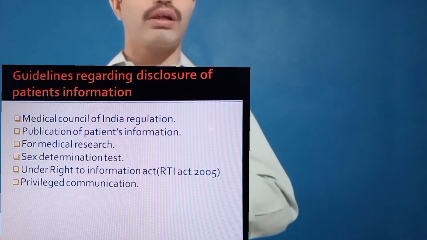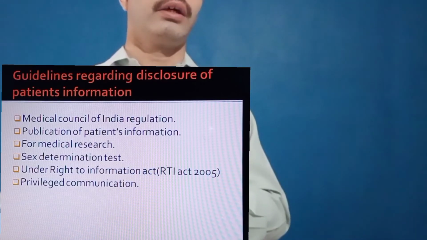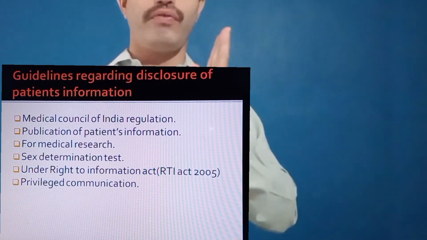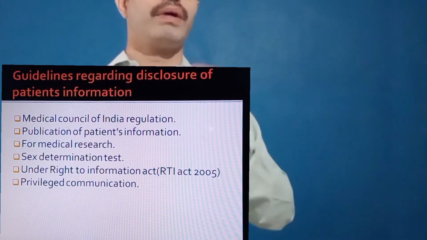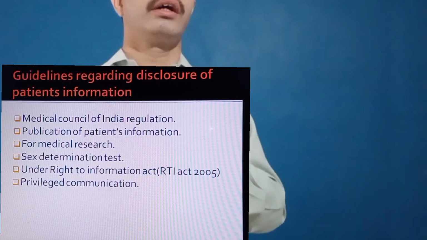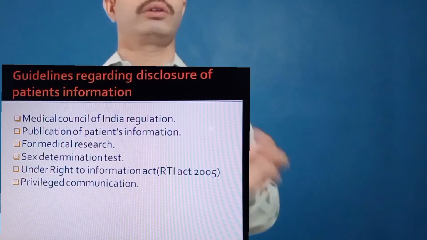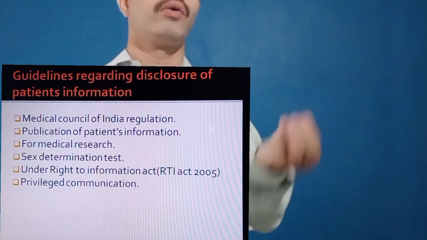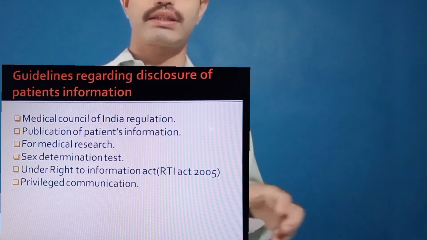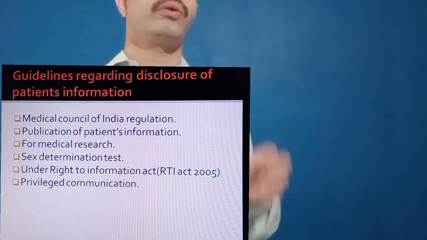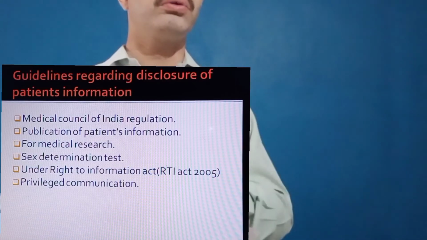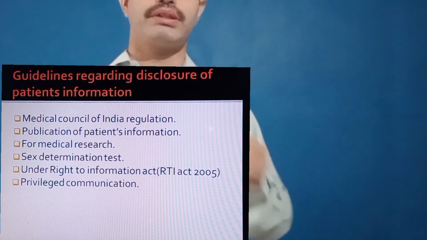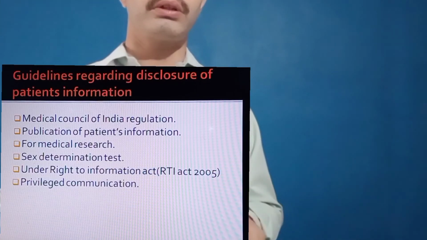But as far as the doctors are concerned, this is not an absolute right, though it has been given under sections 122 to 129 of the Indian Evidence Act. That means we cannot always withhold the information of the patient. Whenever necessary, as we have already discussed in this video, you have to disclose the information of the patient in the conditions or circumstances as we have just discussed.